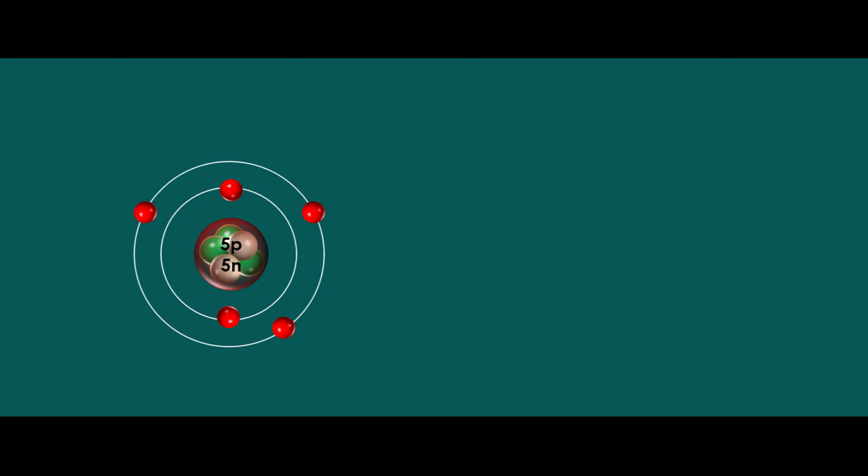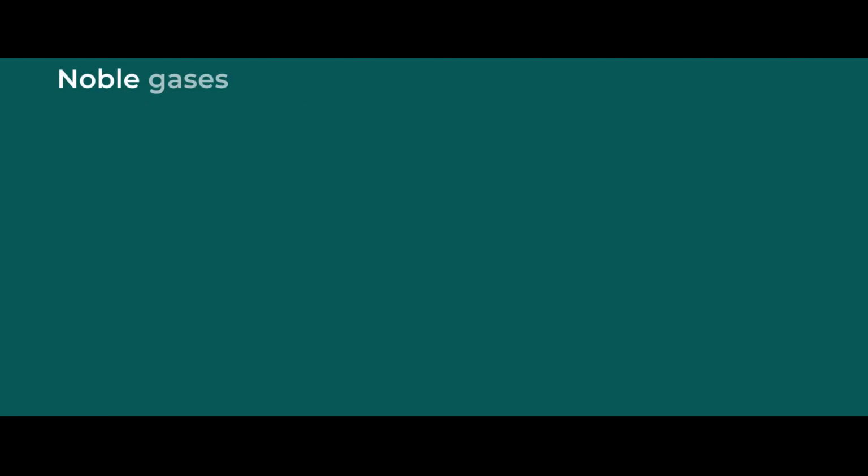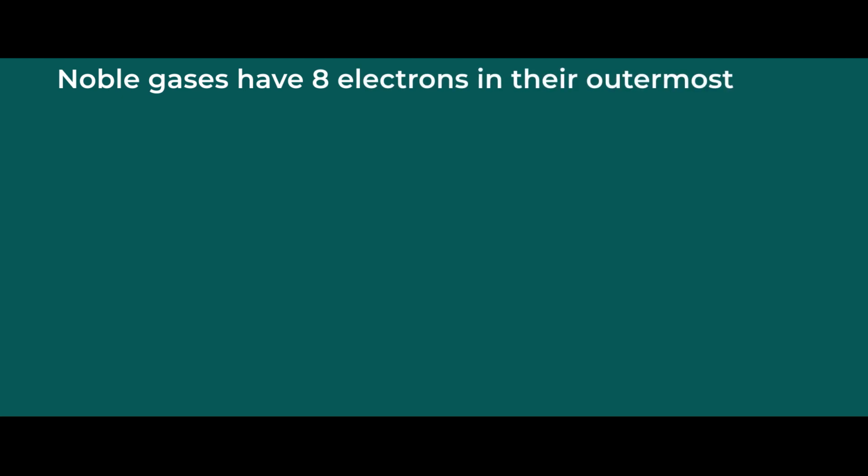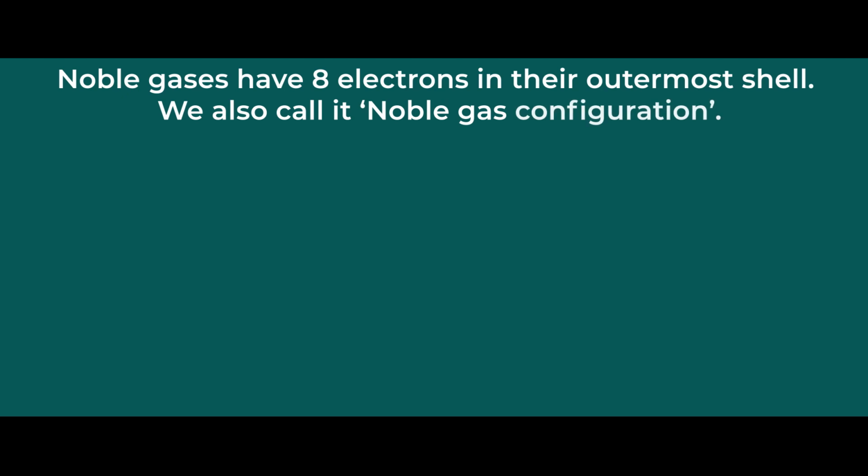Now I have a question for you. Is this atom stable? Yes, you're correct. The atom is not stable. Now, in order for an atom to be stable, it needs to have noble gas electronic configuration, that is, have 8 electrons in its outermost shell. We call it noble gas electronic configuration.